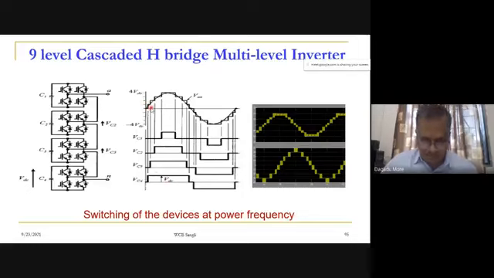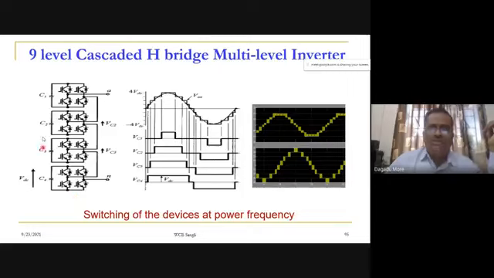Now what is the benefit? Our output voltage waveform is better, but at the same time our switching frequency will be power frequency. So our devices are operating at a lower switching frequency, so the switching power loss in the device will be less. So this is the output voltage waveform in the case of this power frequency switching.